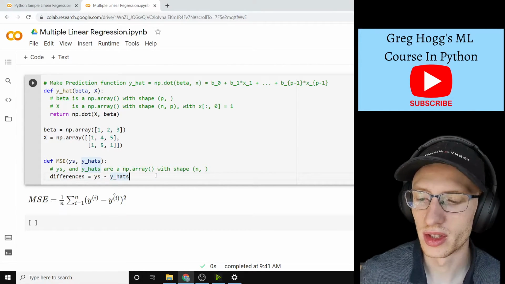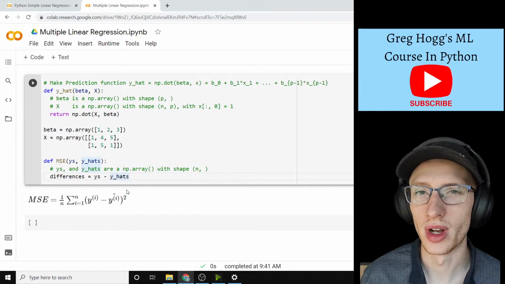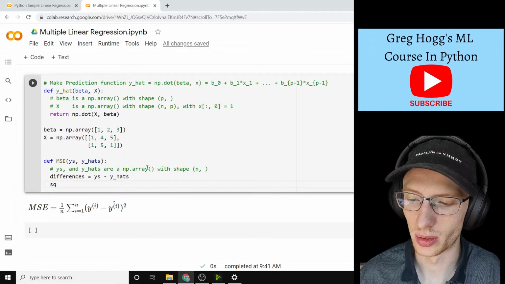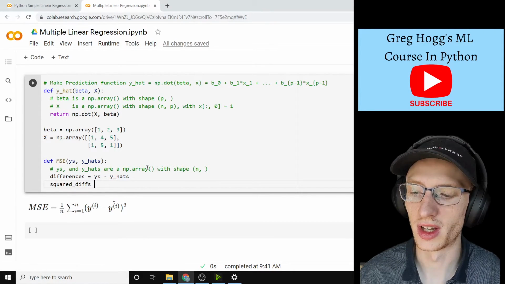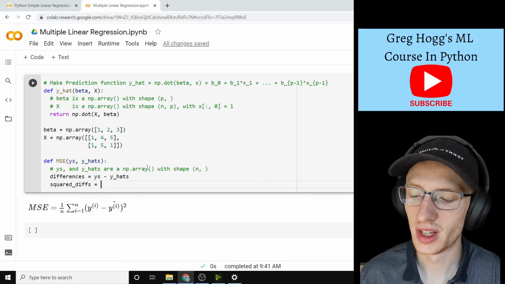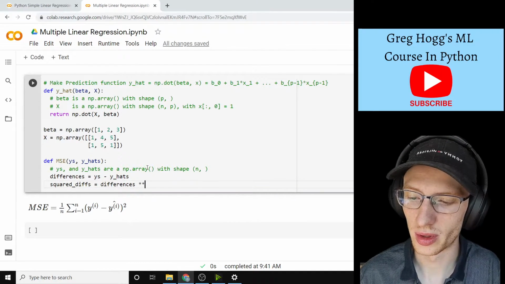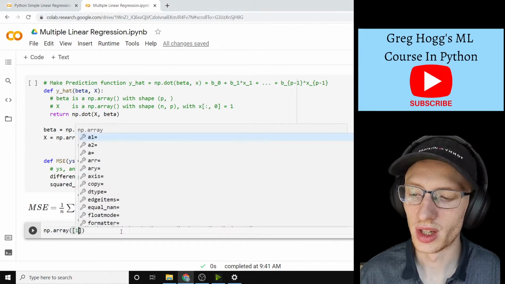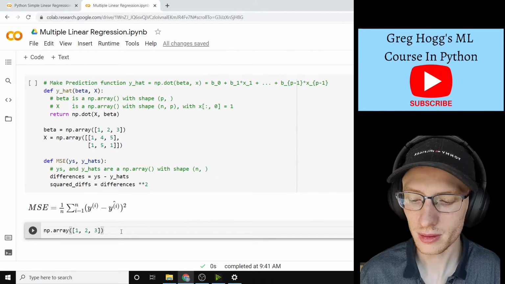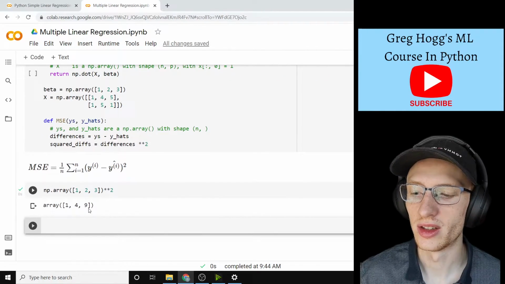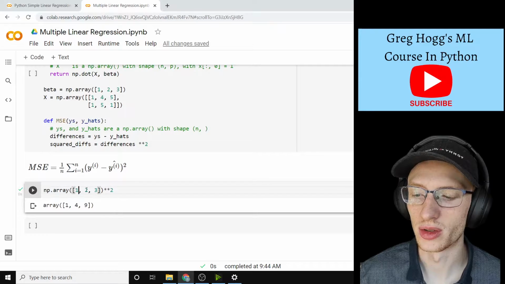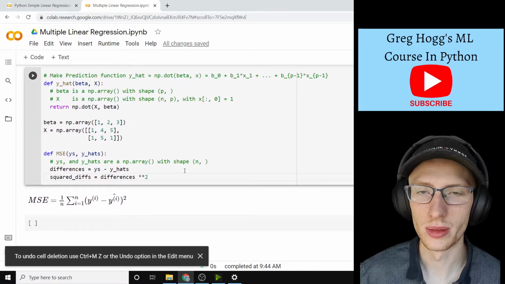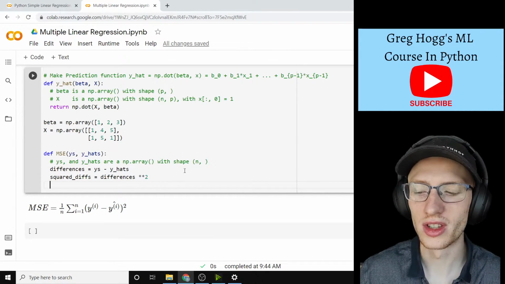If we have all of the differences stored in a vector, well, what do we have to do after that? We need to square each of them. So I can say squared diffs, the same as differences squared. Okay, that's how we do squared. And I'm not sure if I showed this before, but we can do NumPy array of 1, 2, 3, square that thing like that, and we get the elementwise squares. So that's 1 squared, 2 squared, and 3 squared right there. Okay, so now we have a vector of differences that are squared.